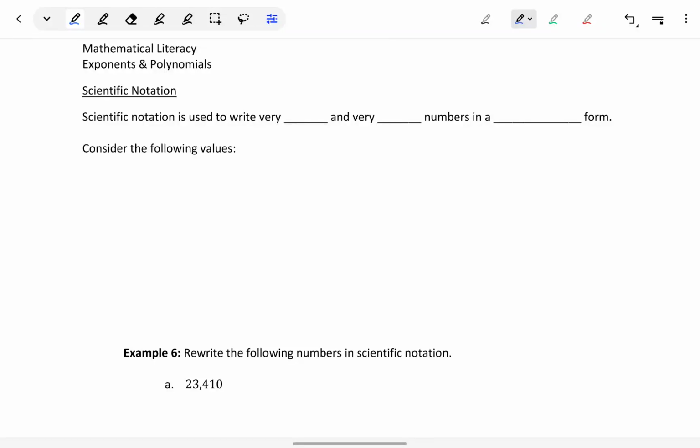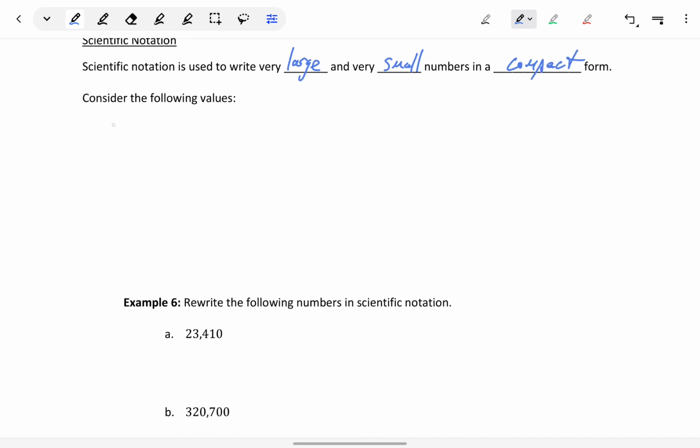Scientific notation is a way to write numbers in a very special way to represent very large or very small numbers in a compact form. So let's consider a couple of values. First, 7,000. Not an incredibly large number, but is starting to get larger.